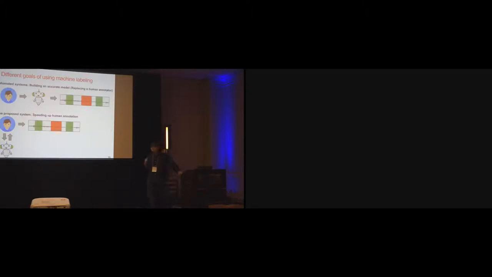So before getting into the actual system, I want to point out that there are two different goals of using machine labeling. For automated systems, the goal is to build an accurate model. Basically, they try to replace the human annotator. So a human trains a machine learning model, and this machine automatically labels the sound events for me.